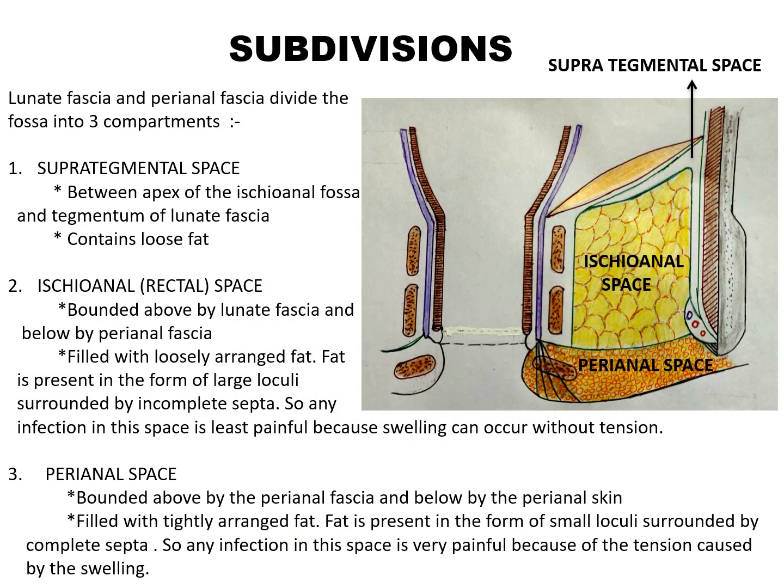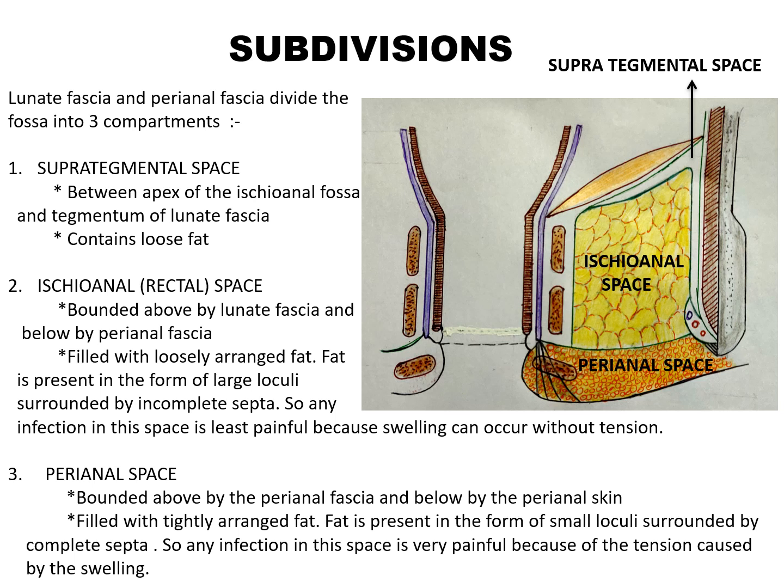Coming to the subdivisions of the ischiorectal fossa, the lunate fascia and the perianal fascia, observe these two fascia in this diagram. These two fascia divide the fossa into three compartments: suprategmental space, ischioanal space, and perianal space. Observe this diagram carefully. First, we will take up the suprategmental space. This is a space between the apex of the ischioanal fossa and the tegmentum of the lunate fascia. It contains a small amount of loose fat.